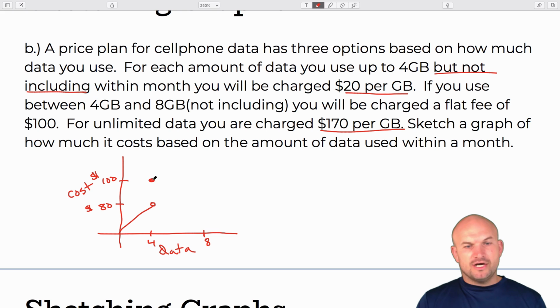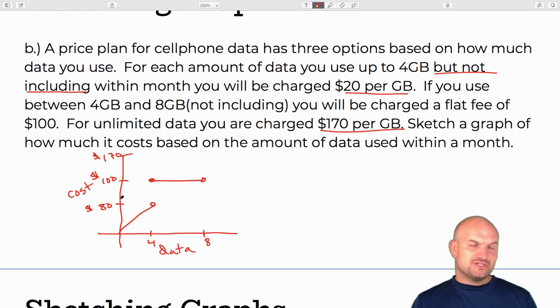And then from 100, that's going to be from 4 to 8 gigabytes. But again, once you use 8 gigabytes, they're going to say, hey, congratulations, you're now up to the next plan. So now you can use as much data as you want. So if you use 7.9 gigabytes, you're going to pay $100. Once you use 8 gigabytes, though, you go up to the unlimited plan, which is going to look something like that.